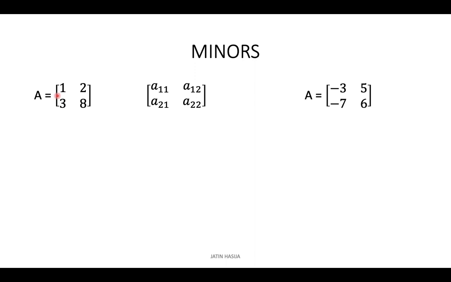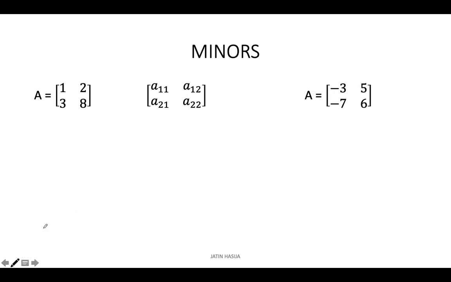Now, the number of elements will be equal to the number of minors. It means every element has its minor. a11 will have its minor, a12 will have its minor, a21 will have its minor, and a22 will also have its minor. If it is a 3 by 3 matrix, we will have 9 different minors. They will be represented by M11, M12, M21 and M22. Now, how to find the minors?